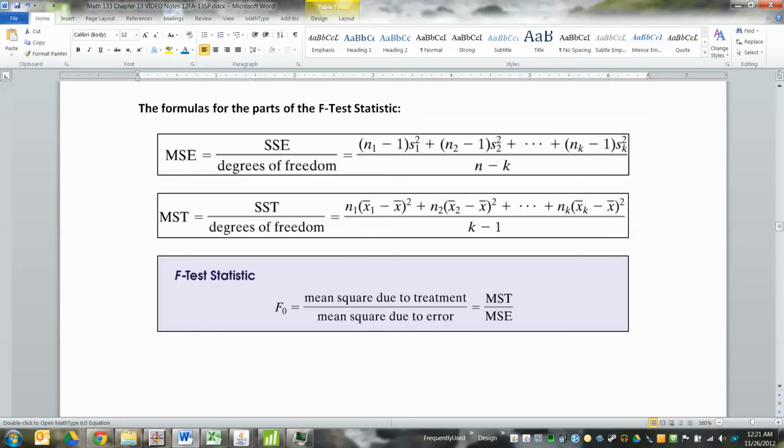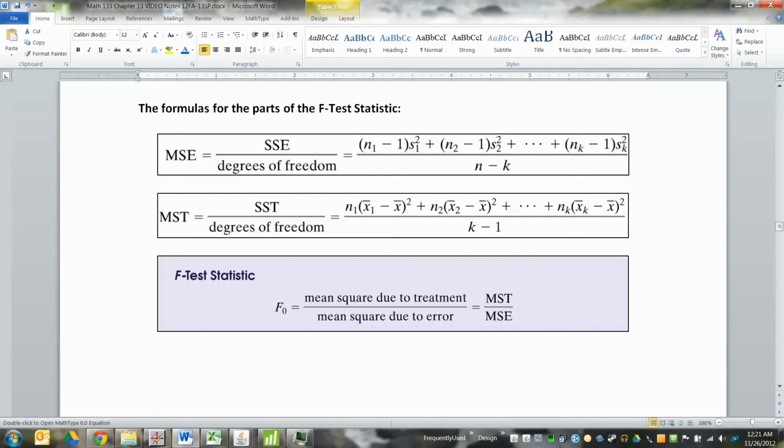So MyMathLab asks you to find some of these things from other pieces. So I just wanted to put this in there, that the mean squared error, MSE, is the sum of squares due to error, SSE, divided by the degrees of freedom for error, which in case you're interested is n minus k. That's the formula for that. And then this is the formula for SSE, right? If you had to, you could plug in all the numbers, right?